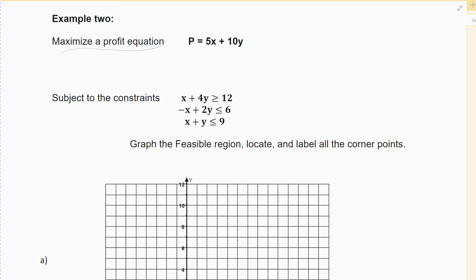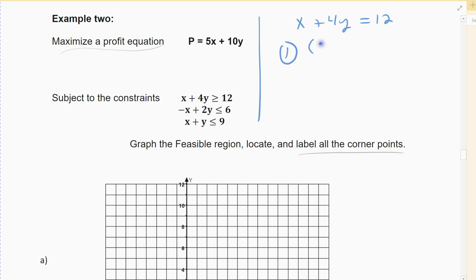All right, so graph the feasible region, locate and label the corner points, because that's what we need in order to optimize our value. And so you can do this on the calculator. I'm going to do it by hand. So I'm going to start with my first equation. I'm going to do my work kind of over here. So my first equation is x plus 4y equals 12. I like to use my intercepts because a lot of times I need to find corner points. And a lot of times my intercepts are my corner points. So that's why I like to use them.